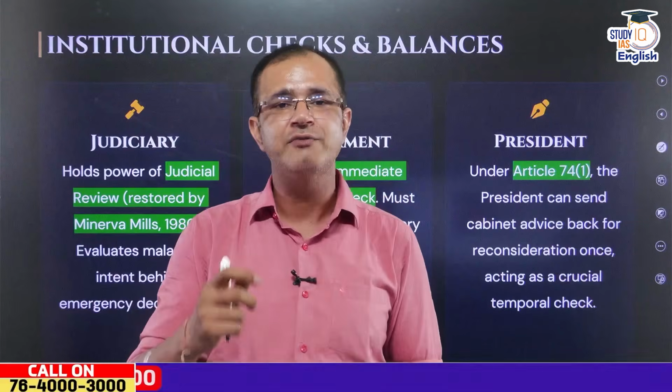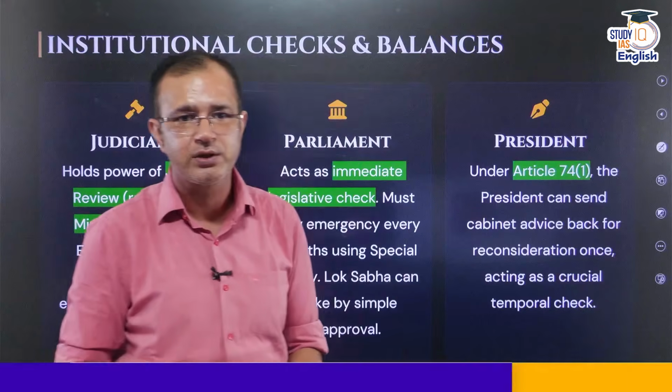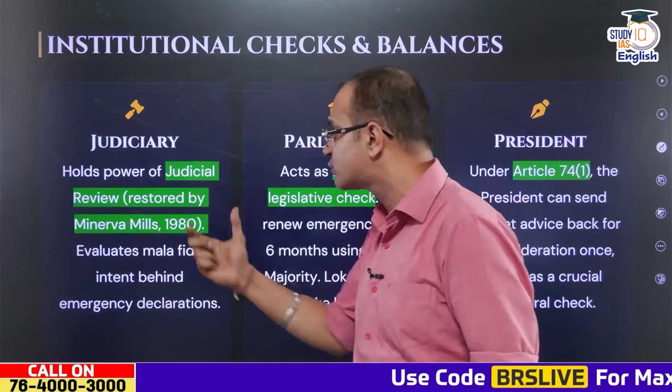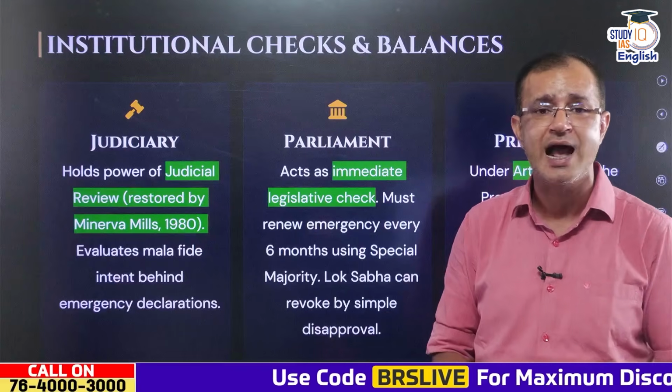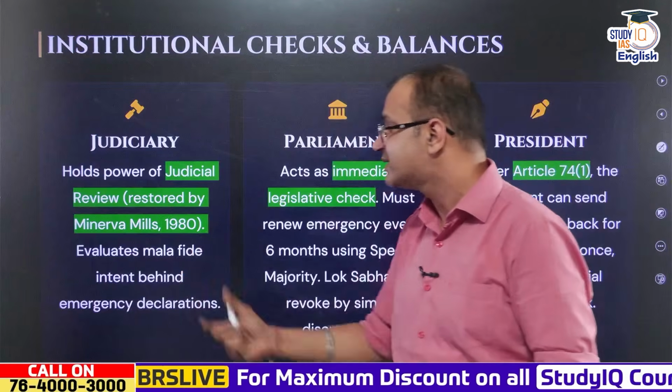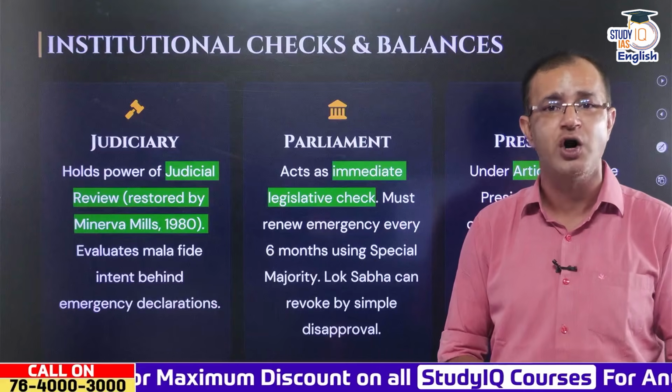Now, at the same time, we have certain checks and balances which you can see. The first thing is the judiciary, which holds the power of judicial review, which was restored by the Minerva Mills case in 1980. And ultimately, it evaluates whether there is any malafide intent behind the emergency declarations or not.